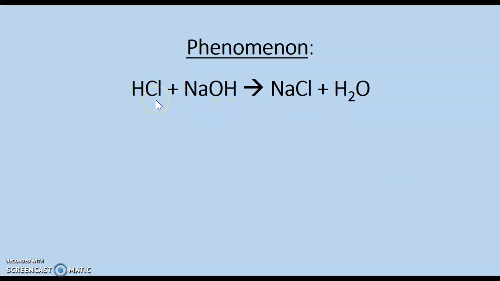So HCl is hydrochloric acid and NaOH is sodium hydroxide. So we have an acid and we have a base. They're being added together, and what are they making? This is interesting.